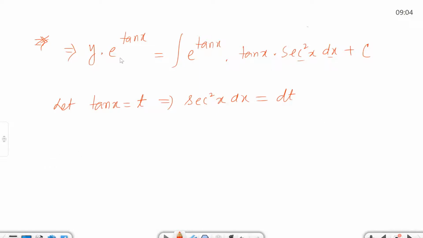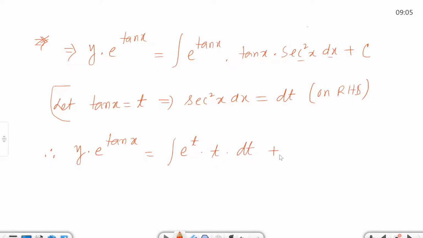On the right-hand side, since 10x is there, the left-hand side stays as it is. So y into e to the power 10x is equal to the integration of e to the power t into t dt plus c.